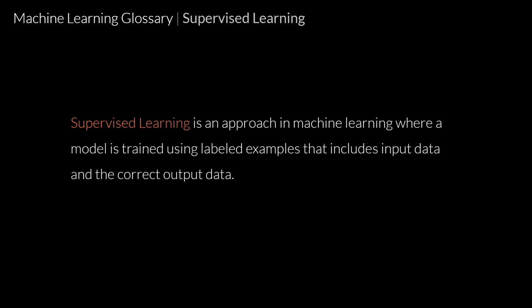Next up, we have supervised learning. Supervised learning is currently what Houdini uses for its machine learning model training. It's an approach in machine learning where a model is trained using labeled examples. And a labeled example includes two things. It needs input data, and it needs the correct output data.